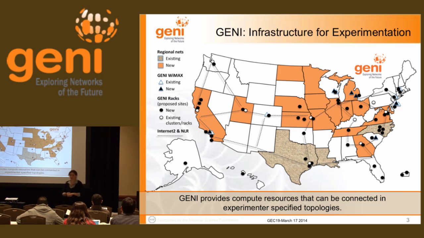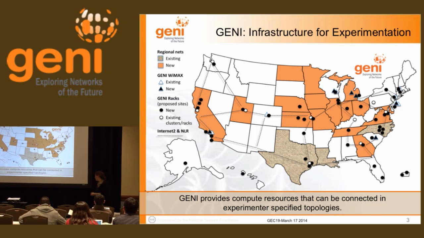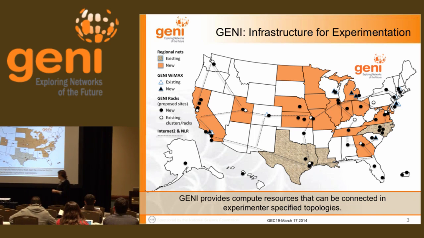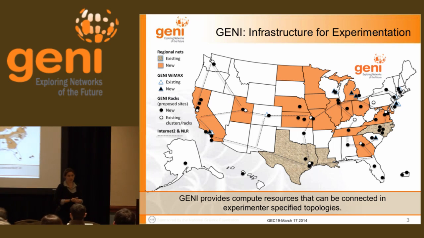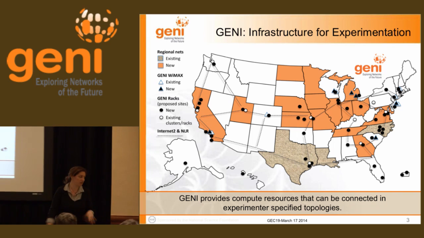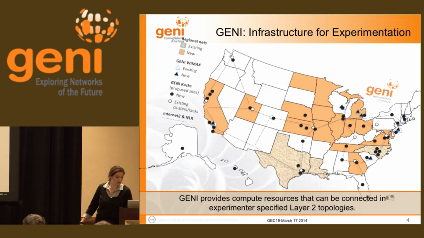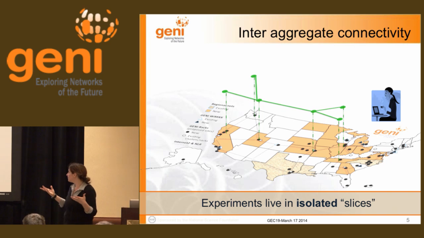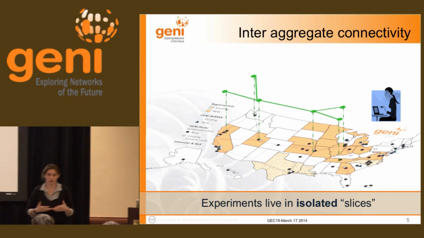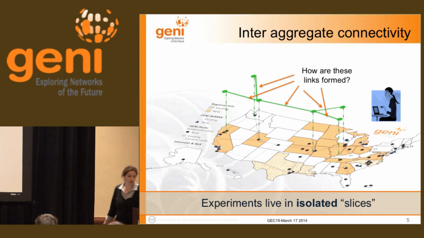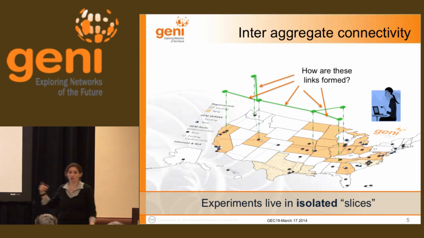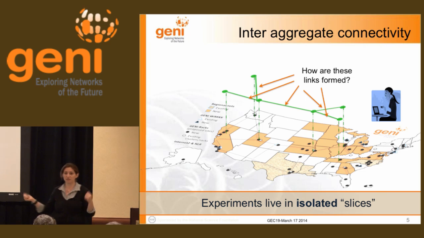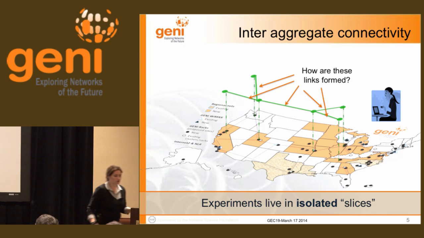For those of you who have seen the intro to GENI talk, we say that GENI is an infrastructure to run networking experiments. It's a large distributed testbed that provides compute resources connected in experimenter-defined topologies. Then you bring up your slice and connect your resources together over the network. But we've never really talked about how these links between your resources in different aggregates are actually formed. This is what we're going to talk about today.